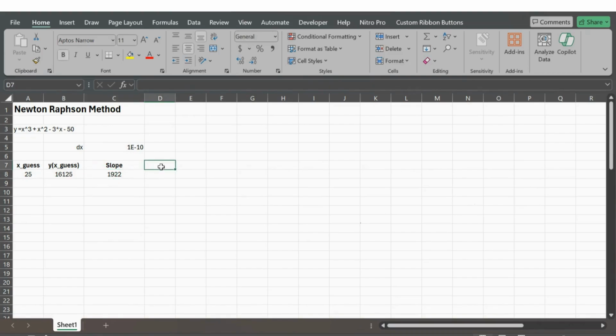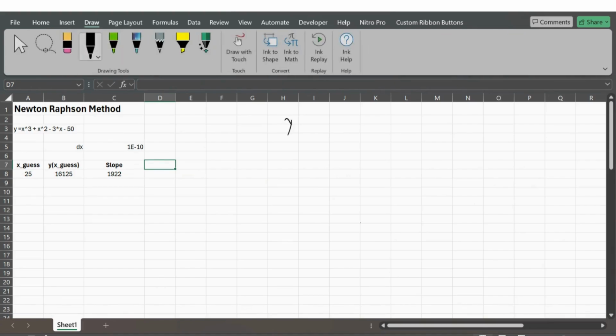Okay, so now that we know what the slope is there, we know the slope of our tangent line, we've got to figure out where that tangent line would cross the x-axis. So to do that, we're going to have to do a little bit of algebra. So I'm going to bust out my pen. We know for a straight line, y equals mx plus b, where m is our slope, b is the y-intercept. We know the slope because we just calculated it. We know when we plug in x guess, which was 25 for our first case, we know what y is equal to. So that lets us solve for b here.